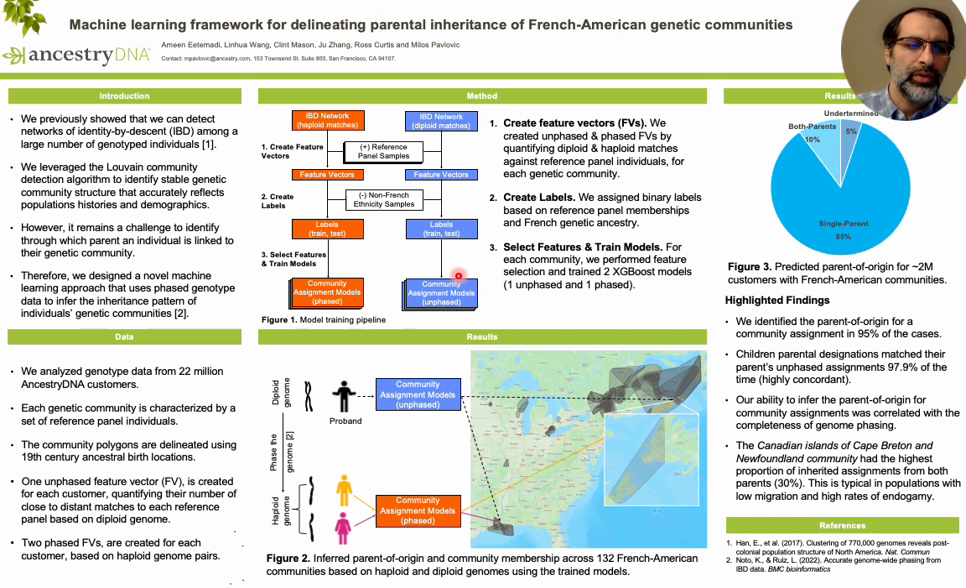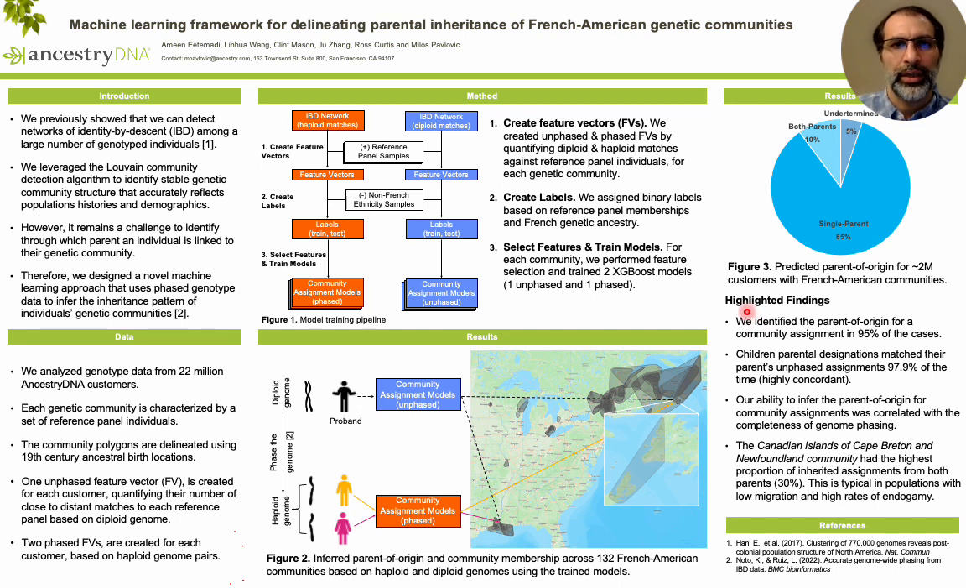So inference of the parent of origin works like this: we get the diploid genome and the feature vector is created based on that for the proband, and the community assignment is done using the unphased model. Then we phase the genome, thereby creating the haploid genomes for the proband, and we infer the parent of origin from each of the haploid genomes, thereby connecting the person and identifying the parent of origin.